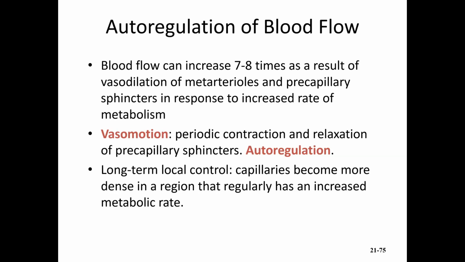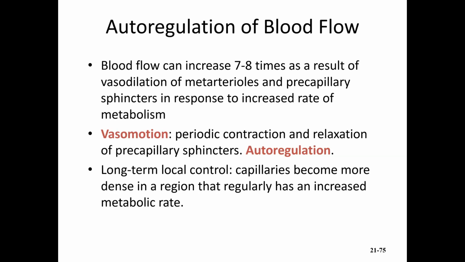When we talk about autoregulation of blood flow, we mean that we can maintain the blood flow to our tissues. We can change our arterial pressure over a wide range, but blood flow to our tissues is going to stay pretty constant. To illustrate this, our blood flow can increase about 7 to 8 times as a result of vasodilation of our metarterioles and precapillary sphincters in response to an increased rate of metabolism. What allows us to have this autoregulation is vasomotion, and that's going to be the periodic contraction and relaxation of our precapillary sphincters.